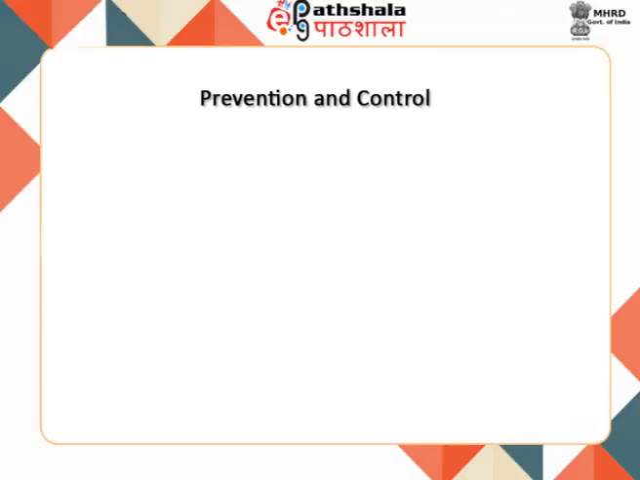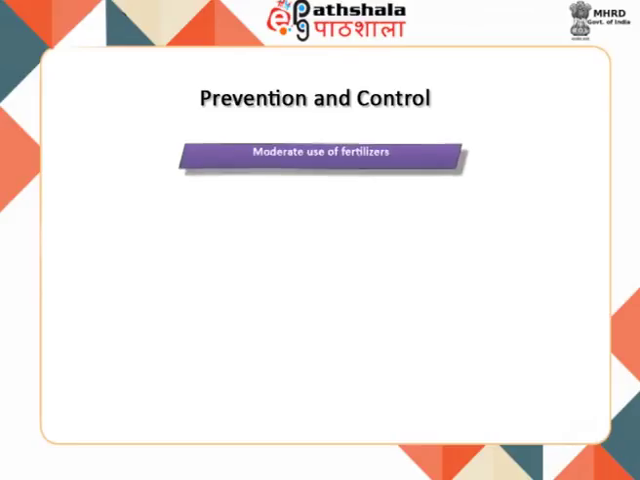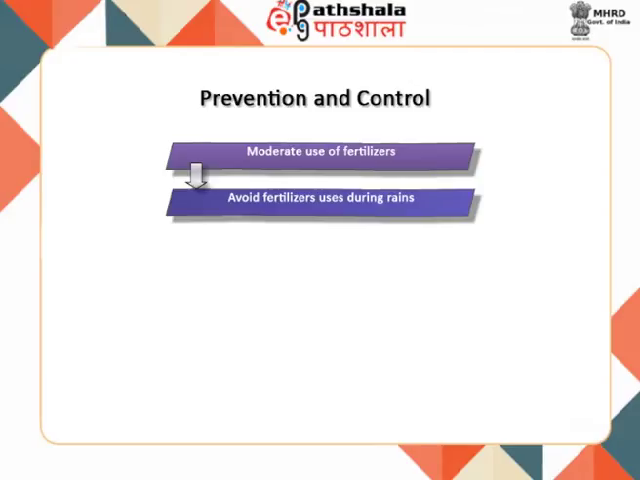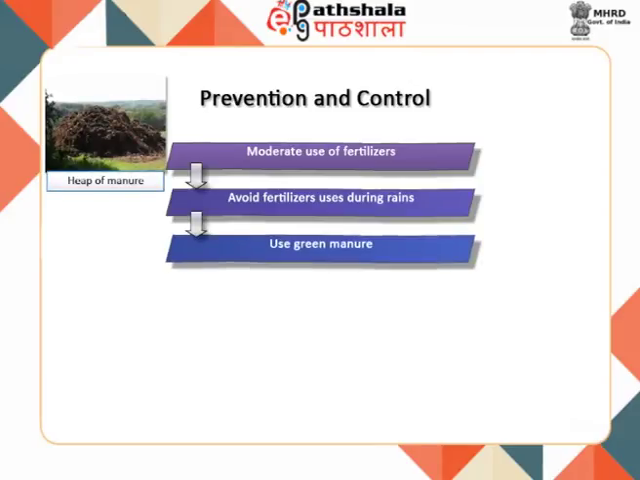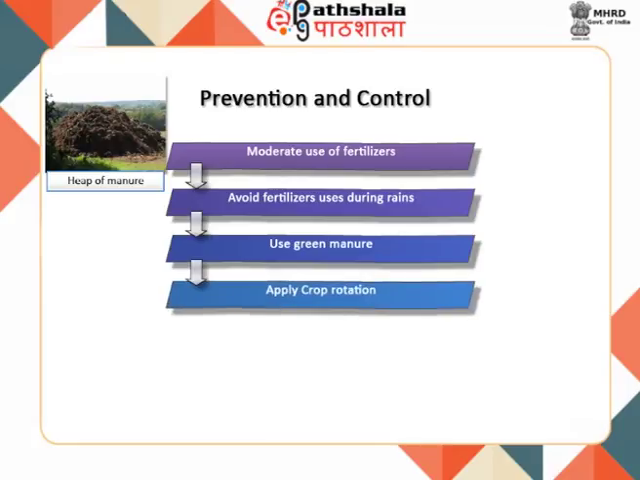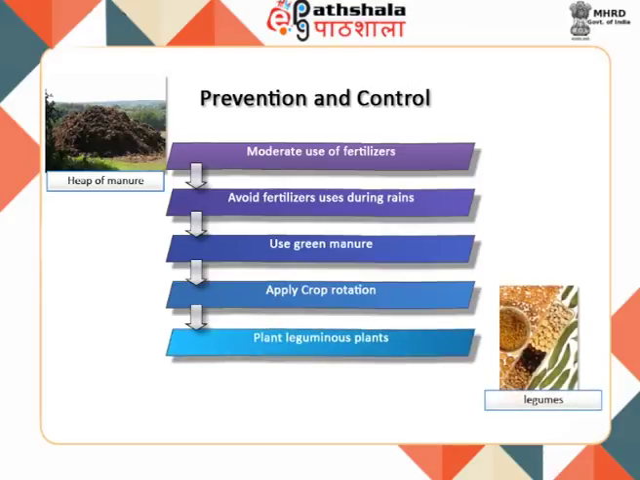Now let us learn the prevention and control of the adverse effects of fertilizers. These are moderate use of both inorganic and organic fertilizers for healthy soil. Fertilizers must be avoided during rains. Use of green manure allows natural replenishment of soil fertility. Crop rotation reduces nutrient depletion. Plant leguminous plants, which fix atmospheric nitrogen in their roots.